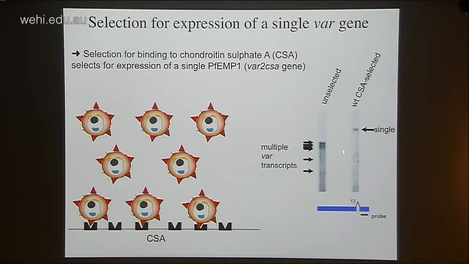And this is an example here where a strain that has been grown in the laboratory, not selected at all, is expressing different RNAs from different VAR genes within that population using a probe that's conserved between those different VAR genes. But if you select it, and the way we select it in this case is on a receptor, and we use in particular chondroitin sulfate A, so select for parasites that can bind to chondroitin sulfate A, that selects for expression of a PFMP1 type that binds that receptor that is expressed by a single VAR gene. And you see what happens here, where you basically selected for expression of a single PFMP1 type and a single VAR gene.